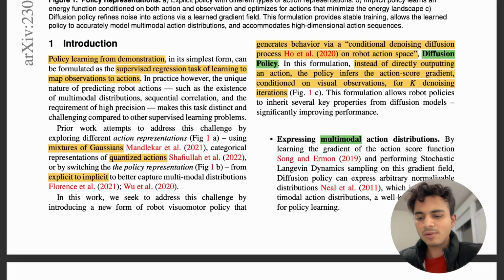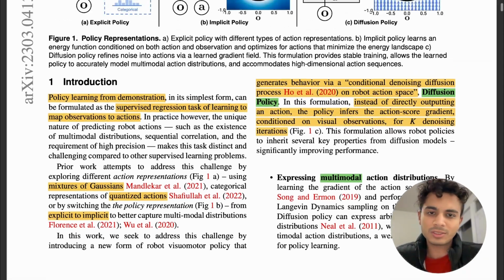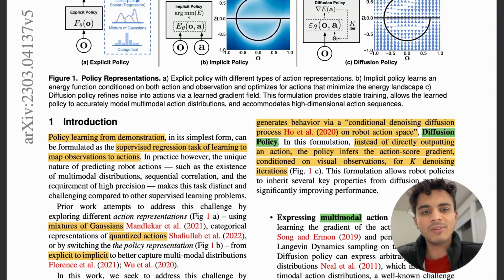Now, in this particular work, what the authors are trying to do is generate behavior via a conditional denoising diffusion process on the robot's action space. This is what they call a diffusion policy.